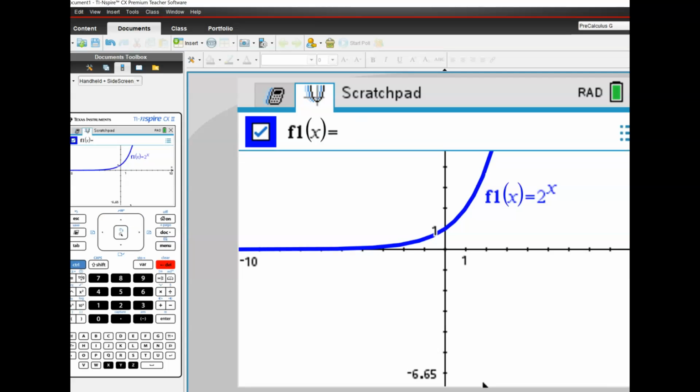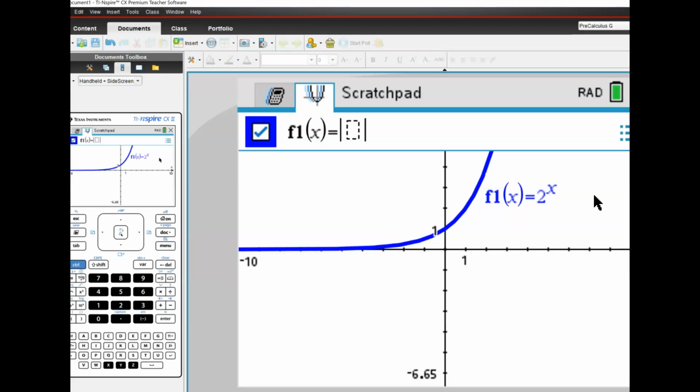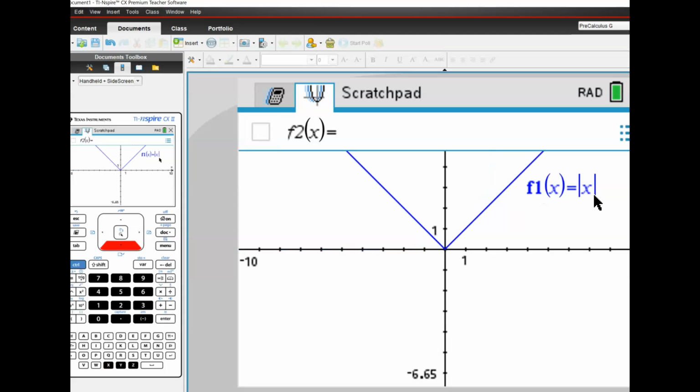And let's think about how we get the absolute value symbol. Have to push the math template key. It is to the right of the number 9 button. The math template key, scroll over to where you see the absolute value and then click on it. And I have absolute value of x. And you can push the down arrow to go to your second function. So this is where we're at right now.